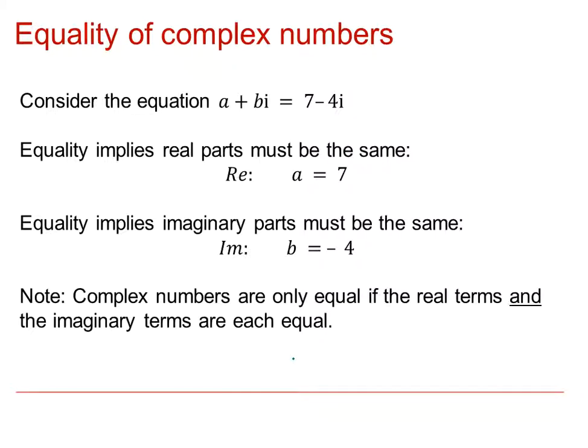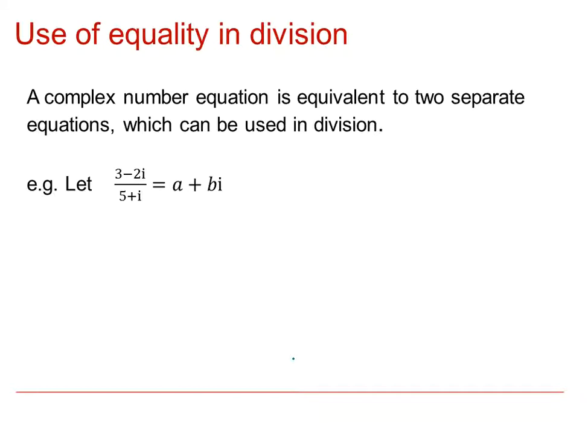So note that complex numbers are only equal if the real terms and the imaginary terms are each equal. So in effect, we get two requirements of equality, the real terms and then the imaginary terms. We can use the equality in division. A complex number equation is equivalent to having two separate equations. So we can talk about the real parts and the imaginary parts when it is convenient. This is particularly useful in division.